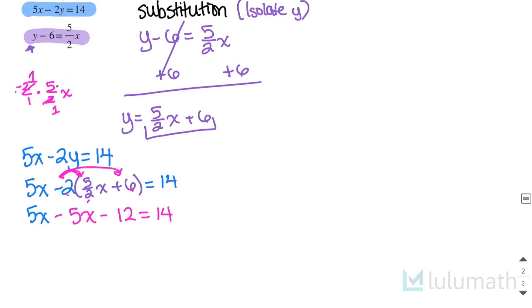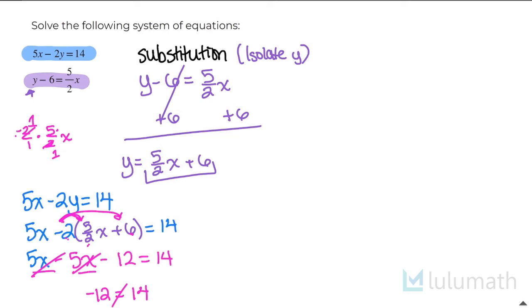Here we end up getting 5x minus 5x, which is no x. So we don't write any x's down at all. They cancel each other out, and I'm only left with negative 12 equals 14, which is not true, ever. So again, I'm faced with a situation where things feel a little strange. Let's go ahead and try to use elimination this time, and we're going to see what happens when we do elimination.